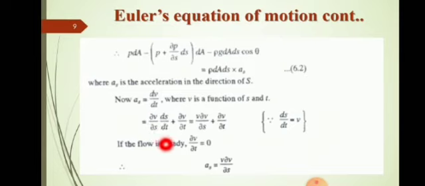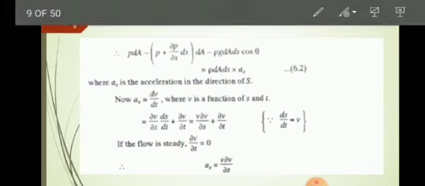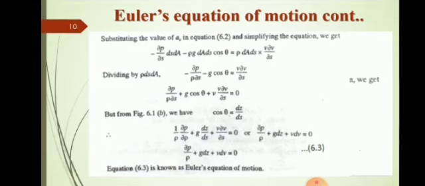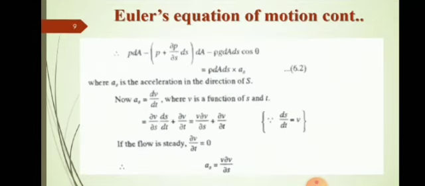Now if the flow is steady, then dou v by dou t is equal to 0. What is steady flow? Steady flow is a flow in which the flow parameters do not change with respect to time. So if the flow is steady, dou v by dou t is equal to 0, which means this term is equal to 0. So as can be rewritten as v into dou v by dou s. Now we can substitute the value of as in equation 6.2.